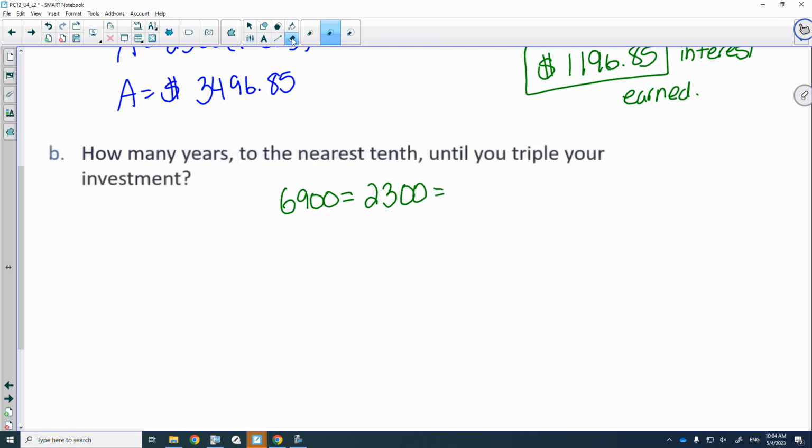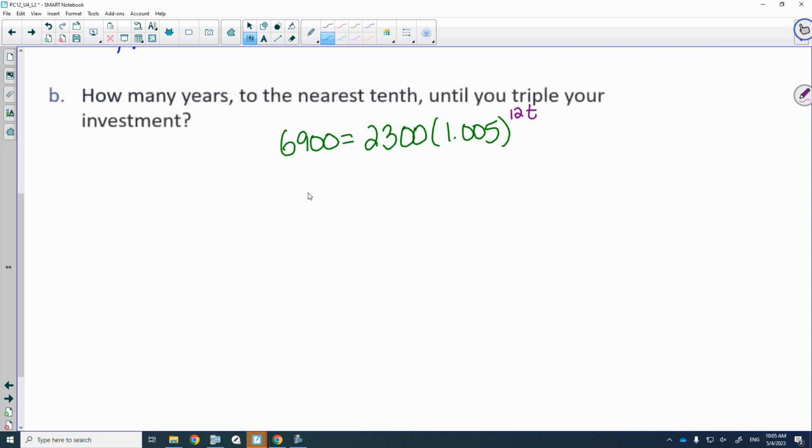That's going to be my A value times my B value. Remember, we got our B value of 1.005. We're being compounded 12 times a year. And then I want to figure out the number of years it's going to take to triple my investment. So let's get rid of that 2,300 by dividing both sides by 2,300. And you're going to get a 3 here, right?